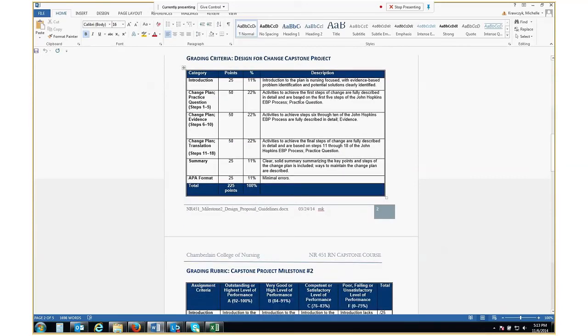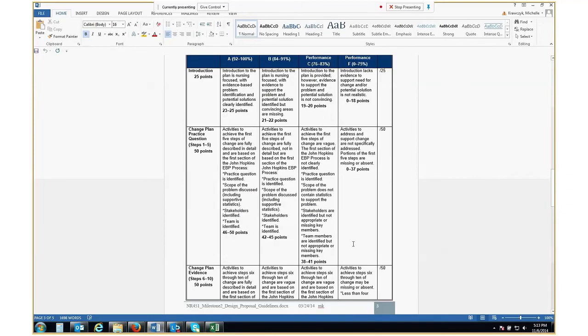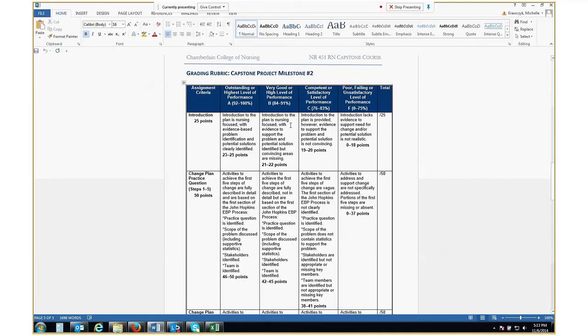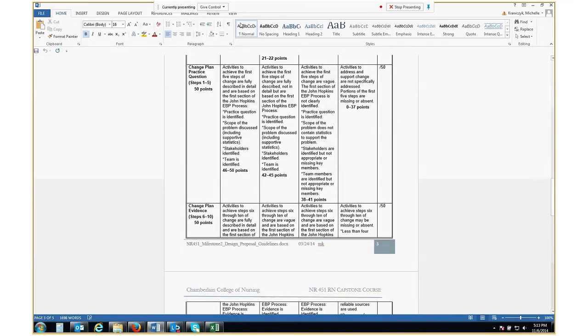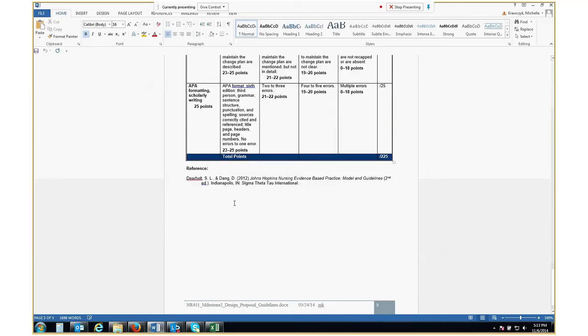Here's the grading criteria and where the majority of your points will be given when you are answering steps 1 through 10 here. And then here is a greater detail. Obviously, when you're looking at the grading rubrics, you want to make sure that you've identified and addressed all the elements that are in this first column. This is where you get the majority of your points. You want to make sure that each one of these things is addressed thoroughly in order to get the maximum points for this assignment.